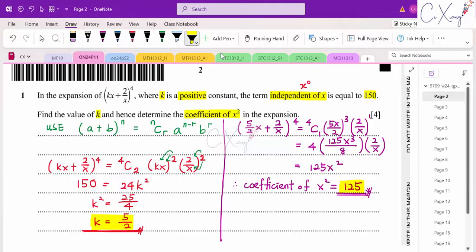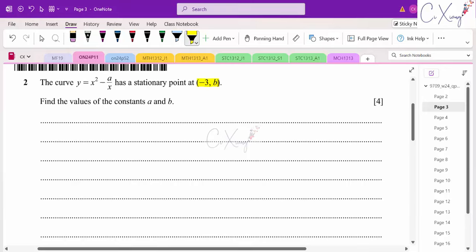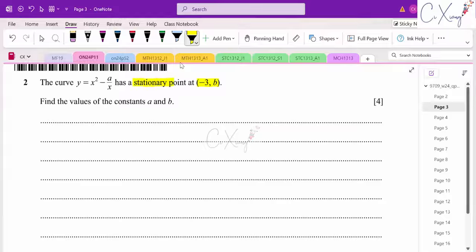Okay, so this is how we solve the question. Alright, so let's have a look at question number 2. We are given a curve and it has a stationary point at this particular coordinate, negative 3 and b. They want us to find the values of constants a and b. Alright, so highlight the keyword stationary point.